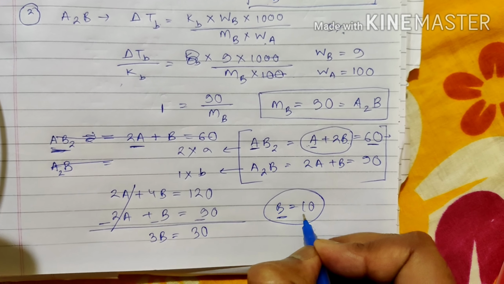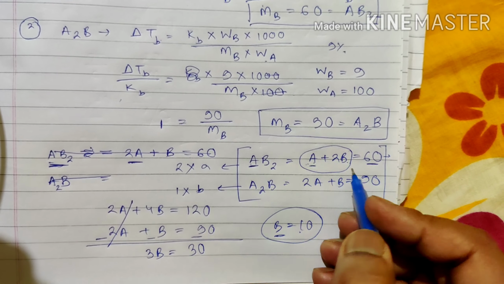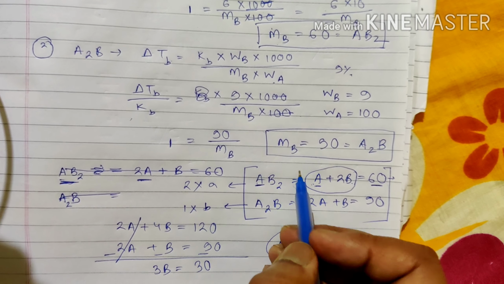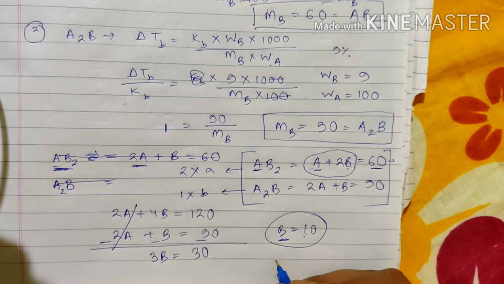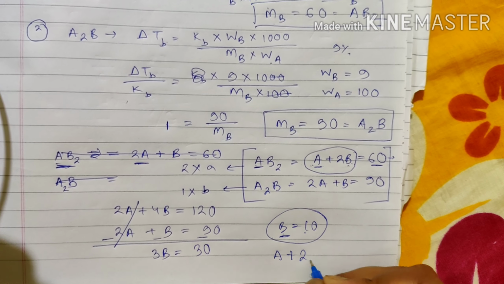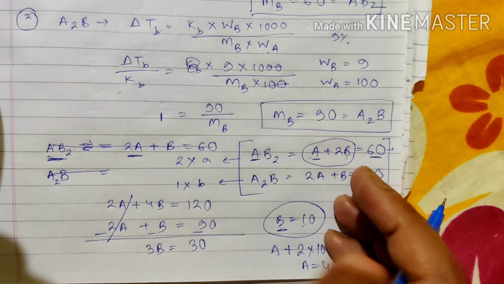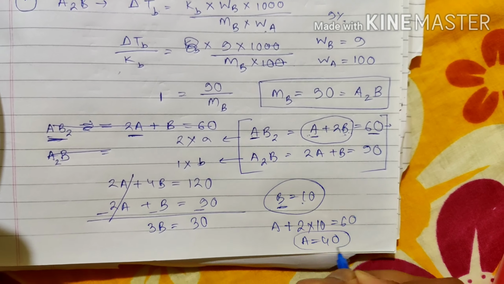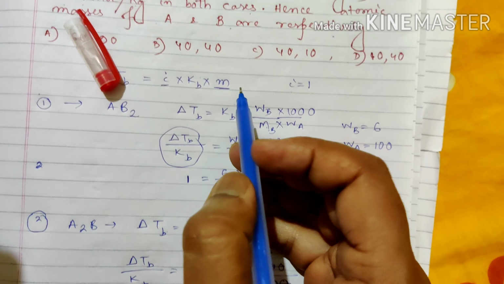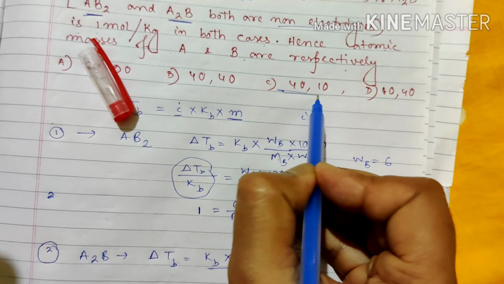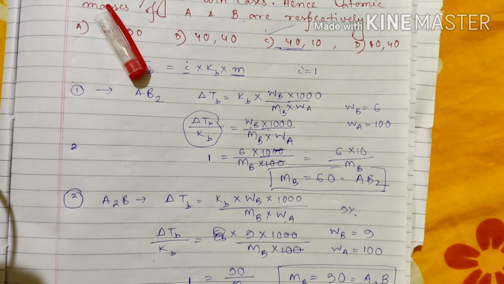So putting the value of B is equal to 10 in any of these, suppose in the first case itself, A plus 2B, we are getting A plus 2 into 10 is equal to 60. That means A is equal to 40. So we are getting A is equal to 40 and B is equal to 10. That is the option number C. That is the correct one.